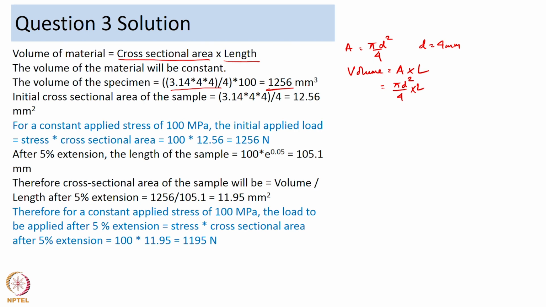Now, for a constant applied stress of 100 MPa, the initial applied load should be P equal to sigma times A. That is 100 MPa into 12.56 millimeter square, which makes it 1256 newtons. So, for a constant applied stress of 100 MPa, the initial applied load should be 1256 newtons.